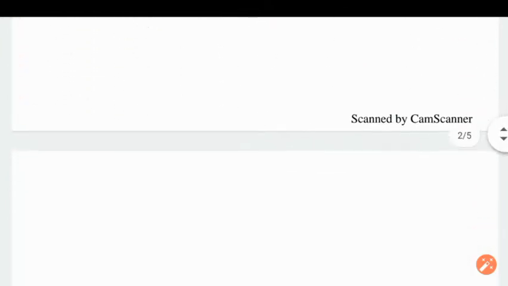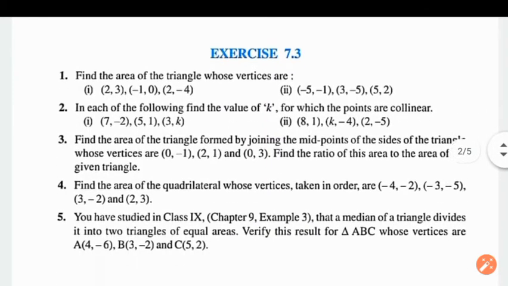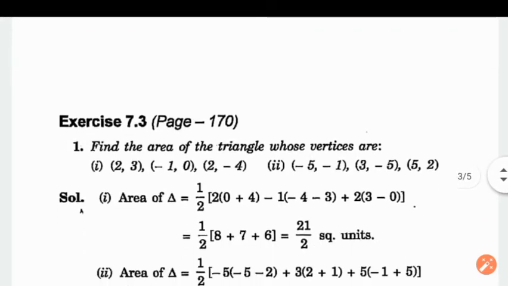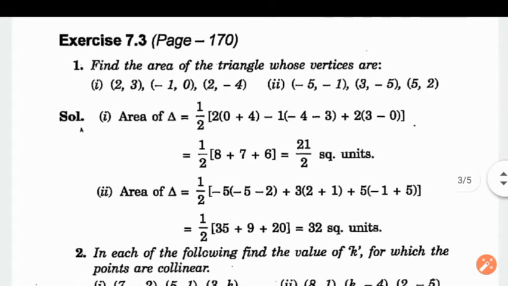So based on this topic we have this exercise. You can see on the screen exercise 7.3, and we have how many questions? We have 5 questions, and we are going to solve these questions one by one. So let us begin. So here we have exercise 7.3. What is the first question?